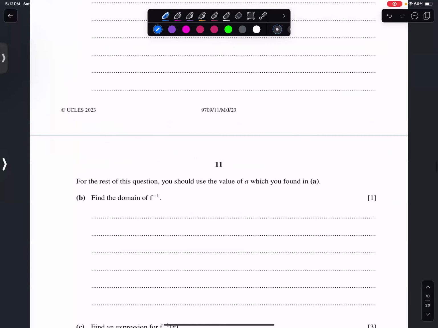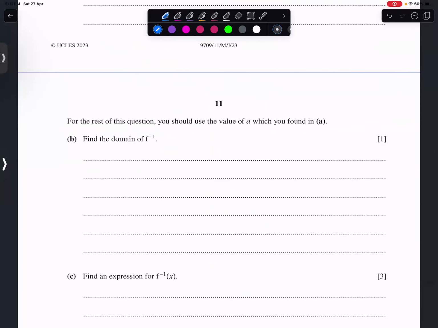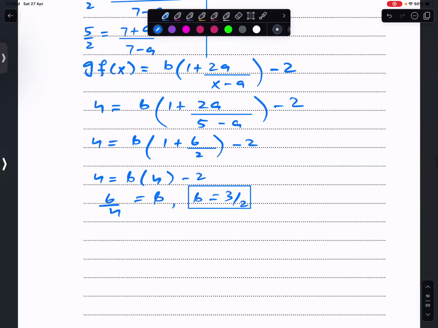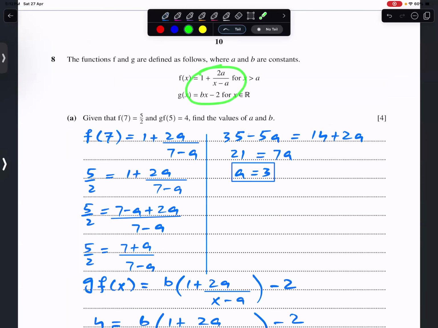For the rest of this question, you should use the value of a which you found in part 1. Find the domain of f inverse. Again, there is a small concept in this question. Students, although domain and range carry only 1 or 2 marks, sometimes it is very easy. But in this question it is difficult, because you don't have a simple function like a quadratic function. You have a rational function in fraction form.